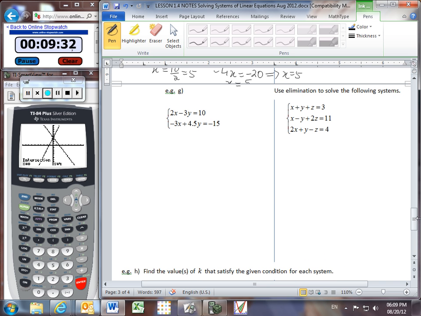G. Again by elimination. This one's a little bit trickier to see. Maybe I should multiply the first one through by 3 to get 6x minus 9y equals 30. And then the second one, maybe I'll multiply through by 2 to get this. Okay. Now then, because the x's that I've manipulated are opposites of one another, I want to add the second equation to the first equation.